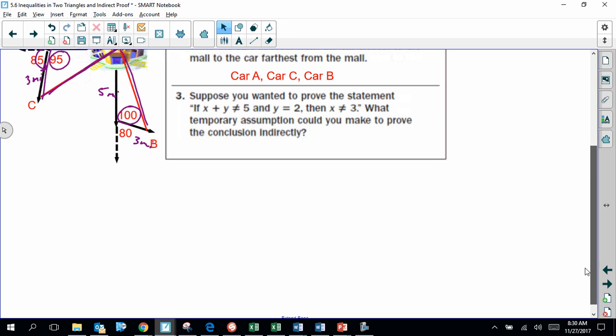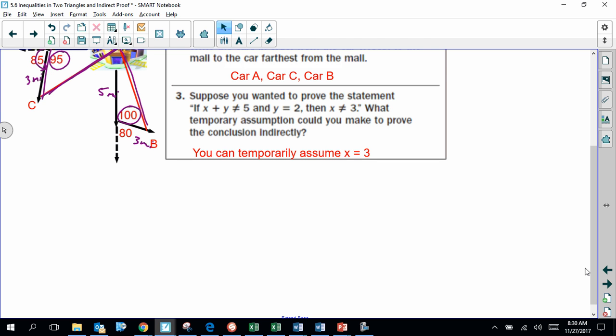And now for the last one, suppose you wanted to prove the statement x plus y is not equal to 5 and that y is equal to 2. Then show that x cannot be equal to 3. What temporary assumption could you make? Now it's not asking you to go through the whole proof, it's just asking you to say what temporary assumption you would make. Here in this case, the temporary assumption has to be that x must equal 3.